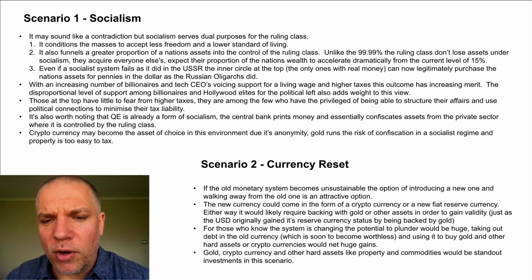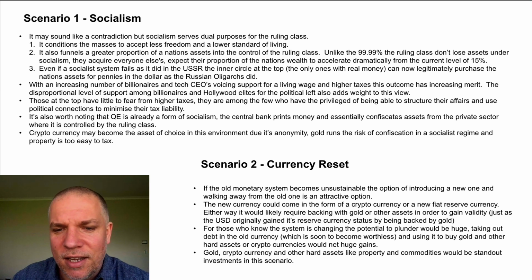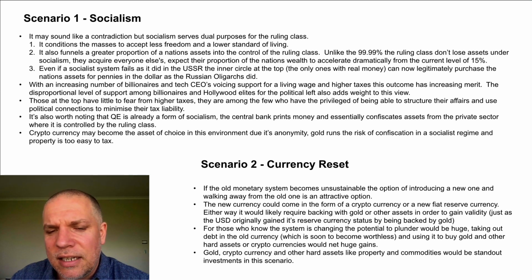So scenario number 2 I've got here, I've called currency reset. This does get a lot of airtime, this one. Essentially, if the old monetary system becomes unsustainable and isn't working anymore, then introducing a new one starts to be a very attractive option. So that new currency could be a cryptocurrency. It would certainly have to be backed by assets, at least initially, to get some confidence behind it. Gold is an obvious candidate to be backing a new currency system.